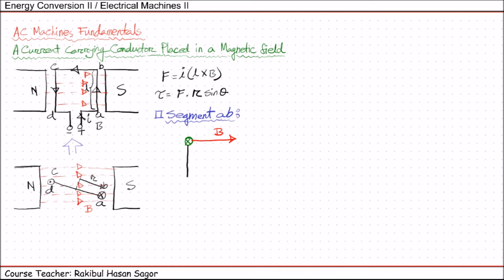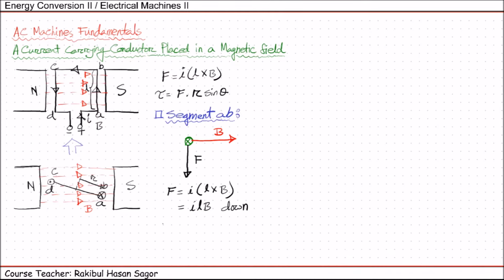So this will be the direction of force. We can write F equal to I into L cross B, which can be written as I L B, and this is pointing downward. So this is the direction down, and this is the magnitude of F.